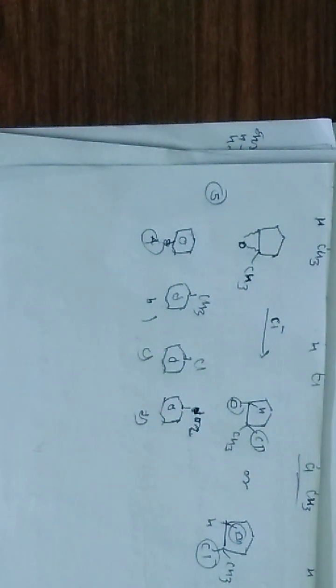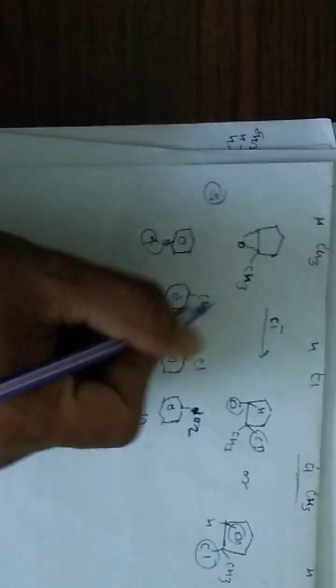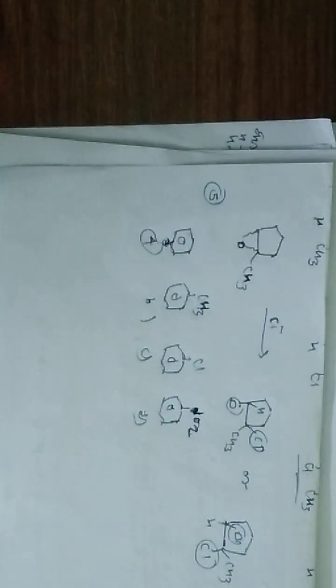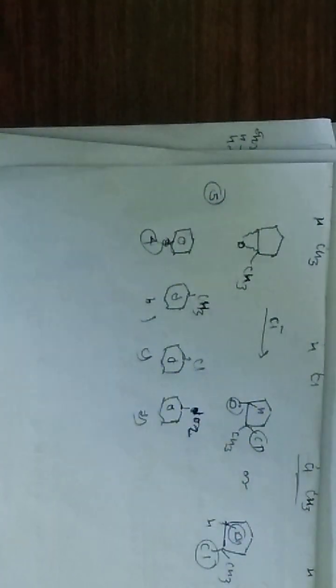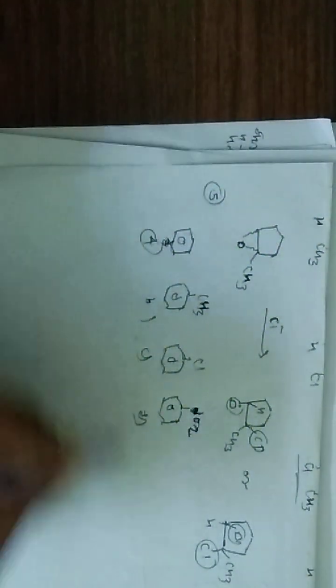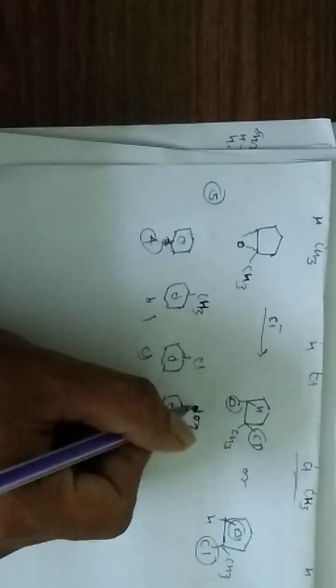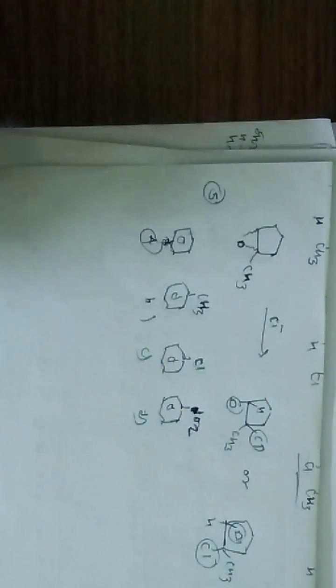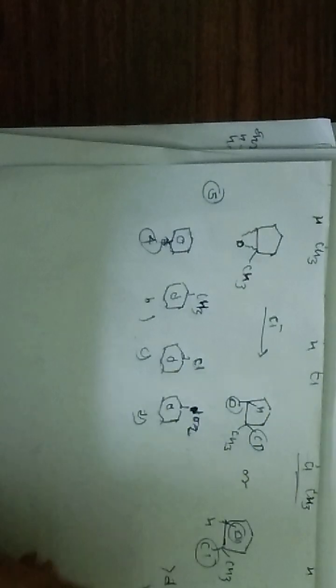So the question is, which is more reactive in the electrophilic substitution reaction? For electrophilic substitution, electrophilic means the species that comes to attack the benzene is electron deficient, so the benzene ring should be electron rich. So among these, which is more electron rich? NO2 is an electron withdrawing group, a strong electron withdrawing group, so this should have the least electrophilic substitution reaction.